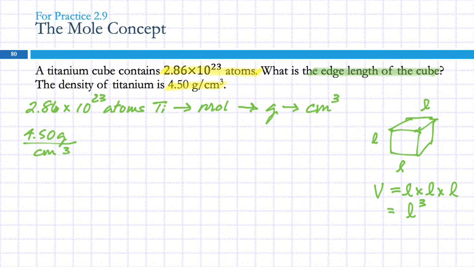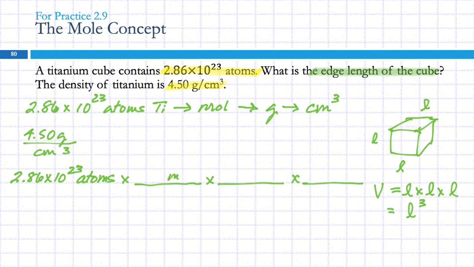Any questions about how to get the path? That's really the hardest part. Okay, so now that I have that, I can go ahead and calculate the volume. 2.86 times 10 to the 23rd atoms. There's 3 fractions. The units are atoms to moles to grams to cubic centimeters.